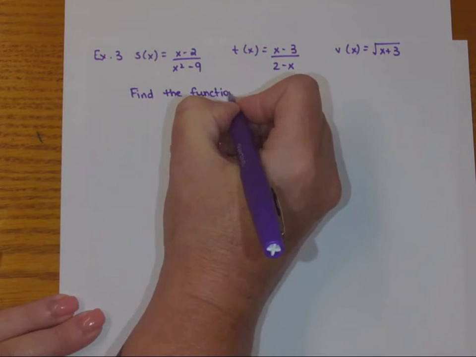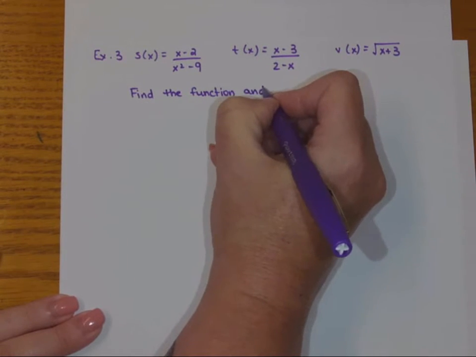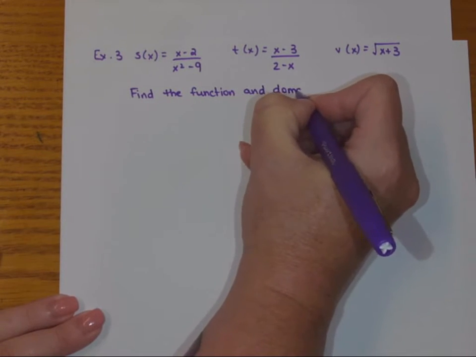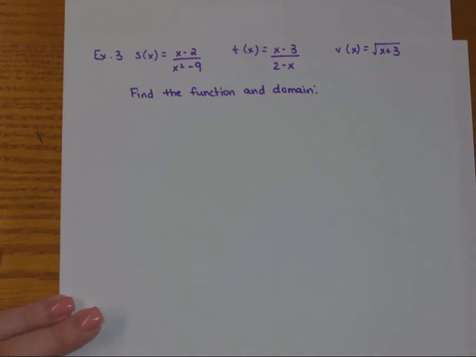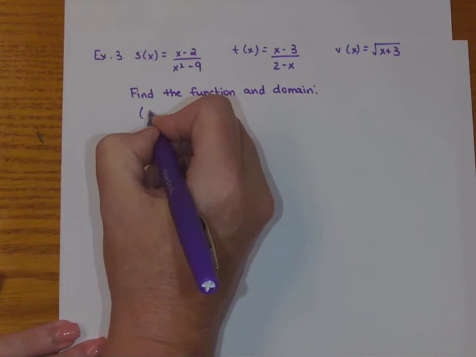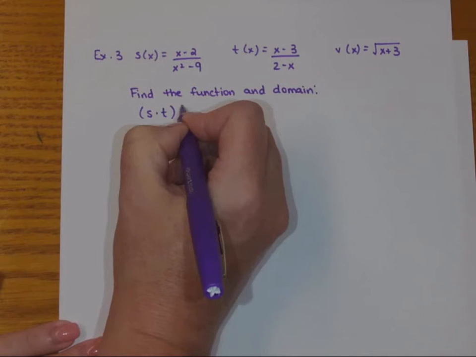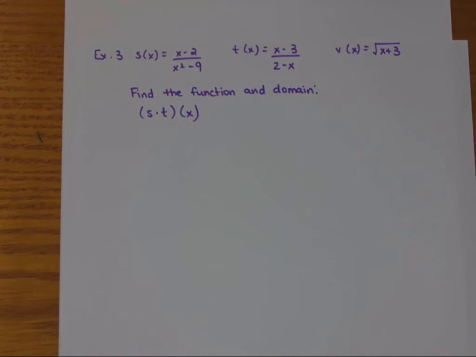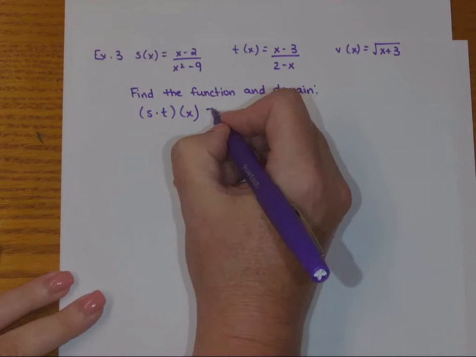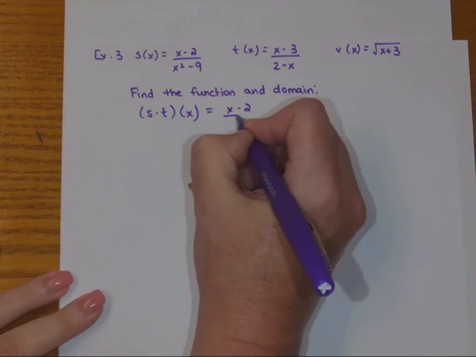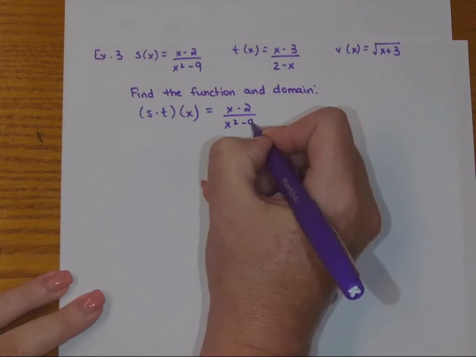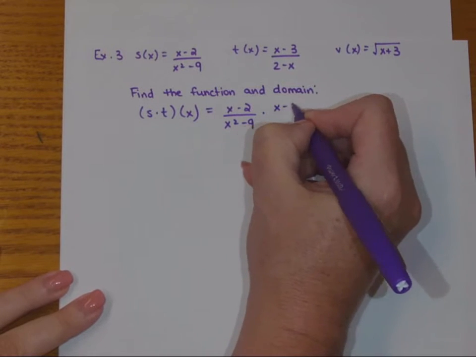So I'm going to ask you to find the function and the domain of the following combination. Okay, so we want s times t of x. So we're going to get the s fraction and we're going to multiply it by the t fraction.